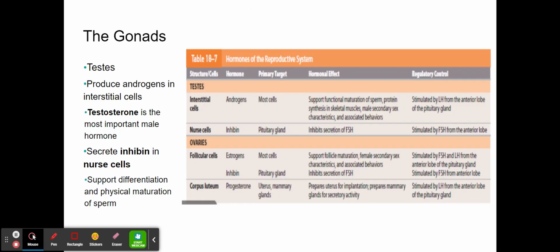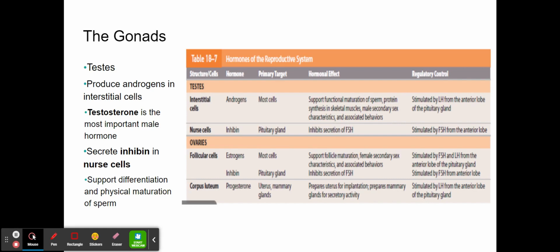Information about the reproductive hormones of the testes and ovaries is presented in Table 18-7. In males, the interstitial cells of the testes produce steroid hormones known as androgens. Testosterone is the most important androgen. During embryonic development, the production of testosterone affects the development of CNS structures, including hypothalamic nuclei, which will later influence sexual behaviors. Nurse cells in the testes support the differentiation and physical maturation of the sperm. Under FSH stimulation, these cells secrete the hormone inhibin. It inhibits the secretion of FSH at the anterior lobe of the pituitary gland and perhaps suppresses GnRH release at the hypothalamus.